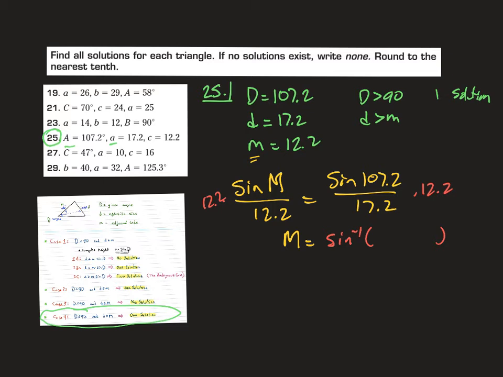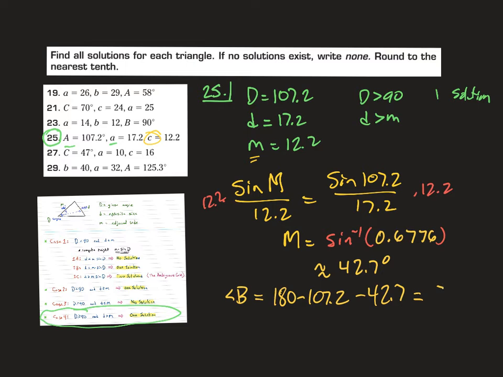Let me crank this out of my calculator. So when you compute 12.2 times the sine of 107.2 divided by 17.2, you get 0.6776. And when you compute the inverse sine of that, that comes out to approximately 42.7 degrees. So this missing angle, which for them is angle C, right, is 42.7 degrees. That means we can quickly get the third angle. Since we've given angle A and angle C, we're going to call that angle B. So angle B is going to be 180 minus 107.2 minus 42.7, and that's 30.1 degrees.